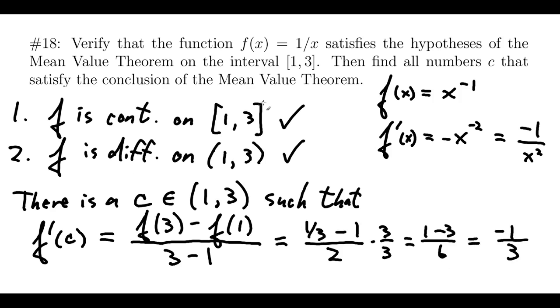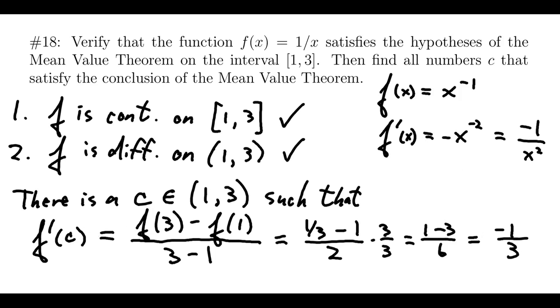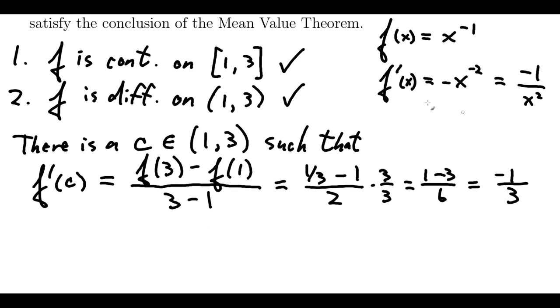So the mean value theorem tells us that for some value c inside the interval, f prime of c is equal to negative 1/3. We have an expression for f prime of x, right? F prime of x is negative 1 over x squared. So this f prime of c is equal to negative 1 over c squared. And we're saying that that is equal to negative 1 over 3.